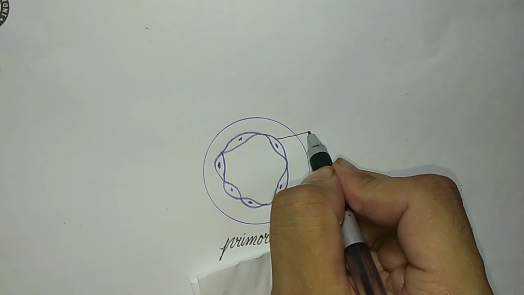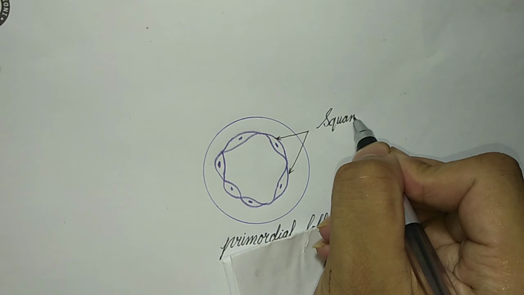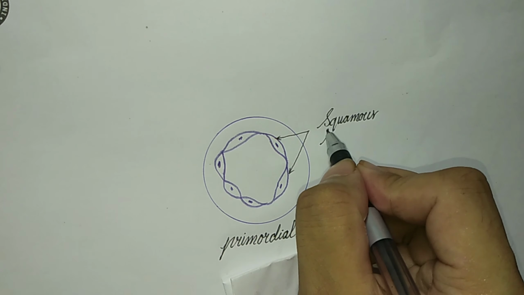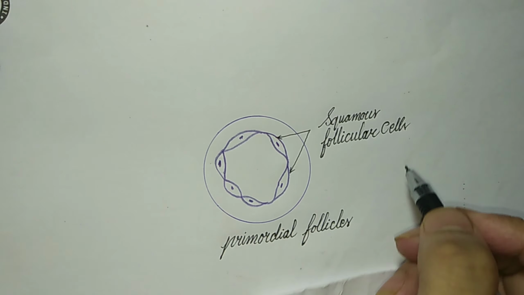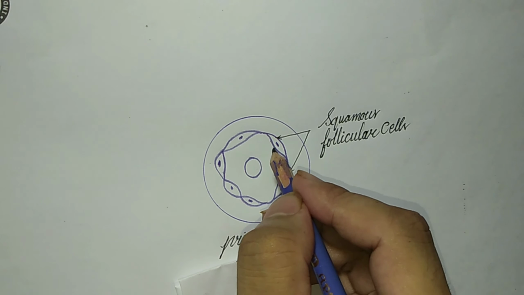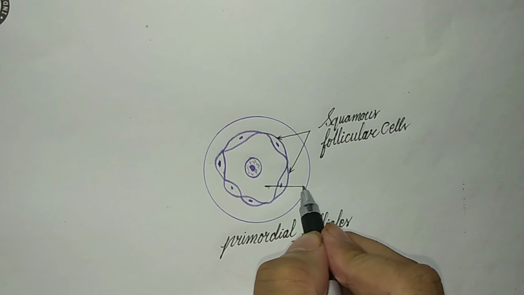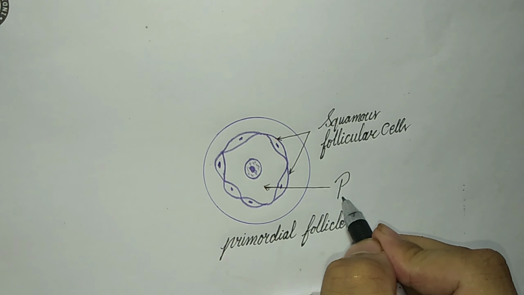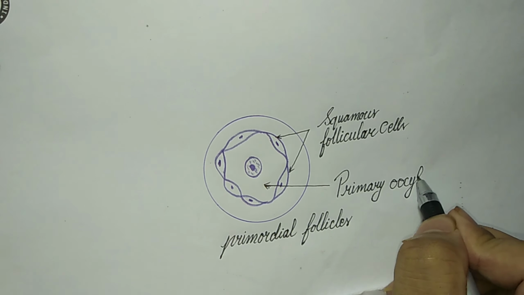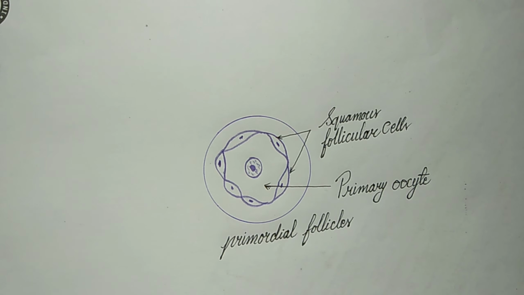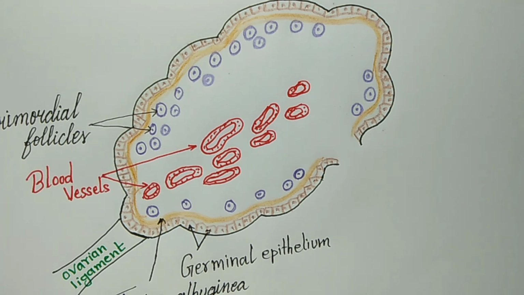So here you can see on your screen that this one structure is a single layer of squamous follicular cells. It is a single layer, and primary oocytes are 20 to 25 micrometer in diameter. And here is the presence of primary oocyte. Before the ovulation of mature follicles, all developing follicles contain the primary oocytes.